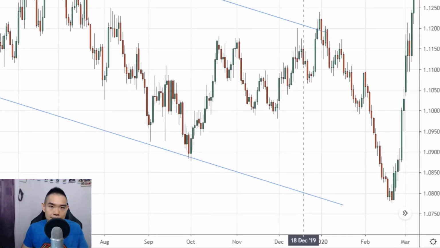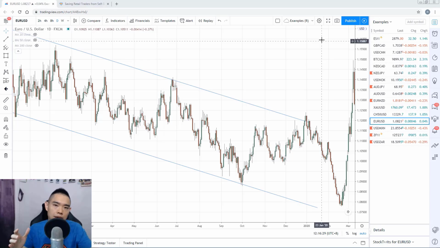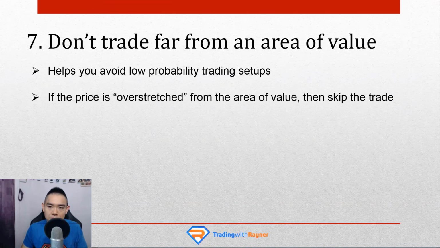Again, same thing. If you were to be selling when the price is overstretched away from this area of value, then you will get stopped out repeatedly. So very simple: whenever you look at a trending market, ask yourself, where is the area of value? Which moving average does this market respect? If it's very far away from that moving average, or very far away from the trend channel or trend line, it's better not to trade in the direction of that trend at that point in time. Wait for the pullback to come. It's a much better play.